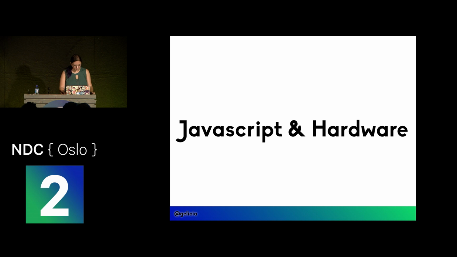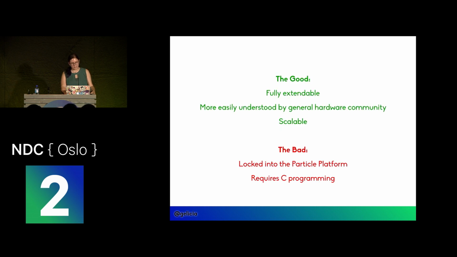So for front-end people, most of us like to use JavaScript. Well, not like to, but have to use JavaScript. And there are some other options out there. The good part for Particle stuff is it's fully extendable. And if you have problems with it, you can talk to an electrical engineer, and they'll know C and usually Arduino stuff. It's a little bit more generic to what everybody is doing with Arduinos, and it's more understood by the general hardware community. And it also is more scalable.